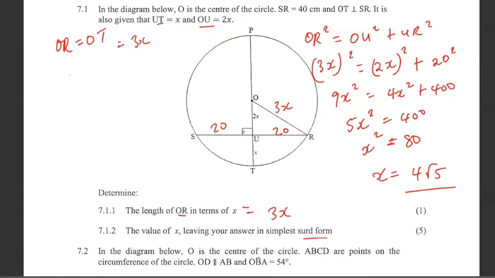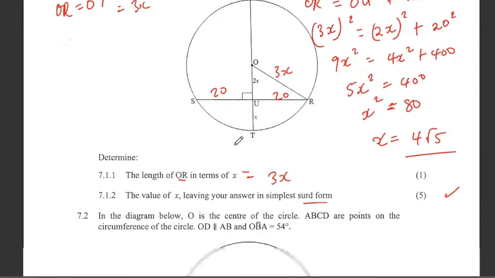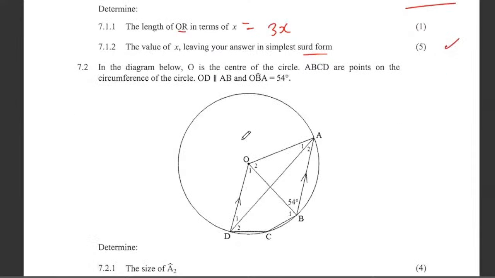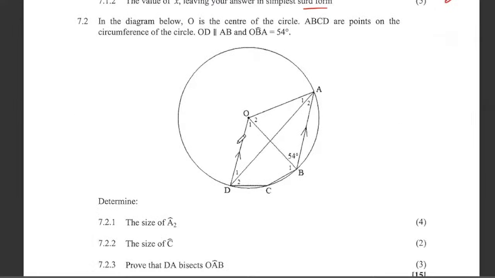I don't know why it looks straightforward, but that's how I've gone about it for 5 months. Then 7.2, if O is the center of the circle, ABCD are points on the circumference of the circle such that we have lines that are parallel. OBA is a 54, they gave it to us. Now they want us to get the size of A2, this angle here.